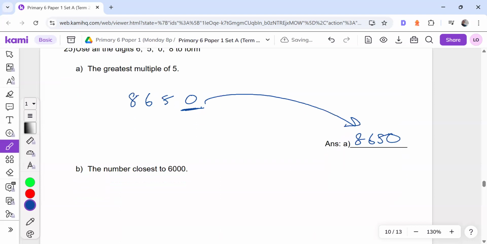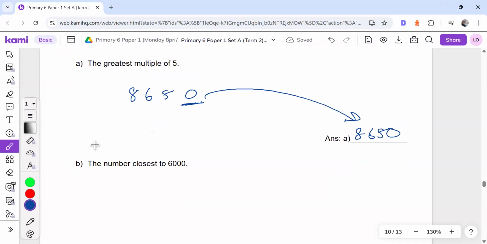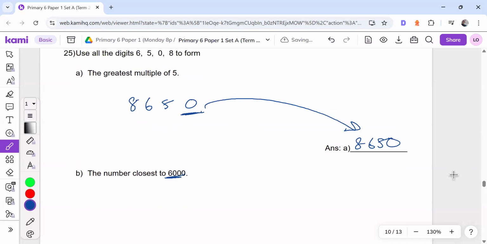Okay, all right. Now, part B, there is a danger. Because some of you will be tricked because you thought that the number must be less than 6,000. So those of you who got your answer, which is 5, you start with 5, right? And then you make the biggest number that starts with 5. 5, 8, 6, 0. And that's your answer. You are wrong. Anyone got this answer? Okay. Why wrong?